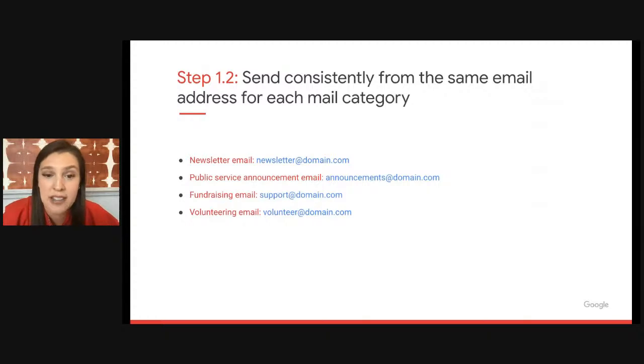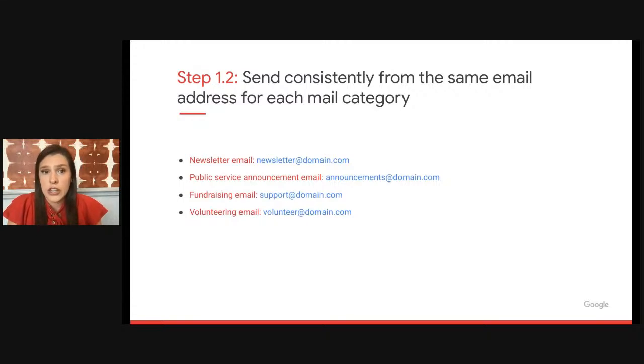Okay, next step here is to send consistently from the same email address for every category. So when I talked about authenticating the email, you really do want to make sure that you're authenticating every single email that you're going to use. And I do recommend that you have differing emails for the different topic areas that you might be sending out. So in this case, I'll use the examples of a newsletter, a PSA, a fundraising email, and a volunteering email. You can see here that while the domains all stay the same, the different addresses are different. So you're sending your newsletter email from your newsletter address, your PSA email from your announcements address, support, fundraising, volunteer. You kind of get the idea.